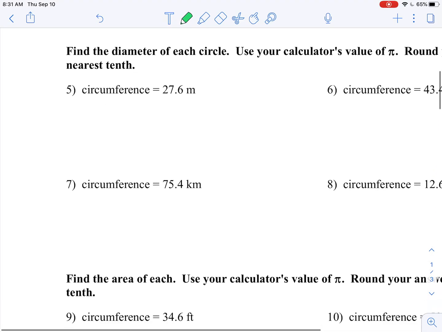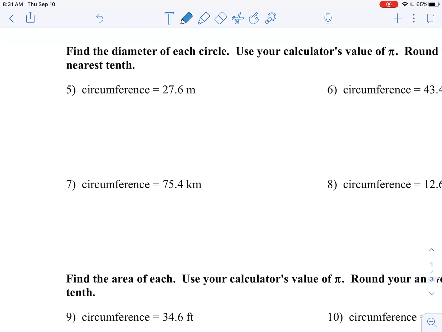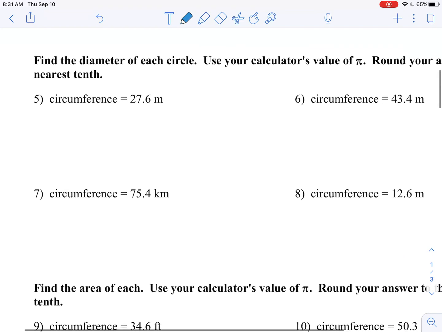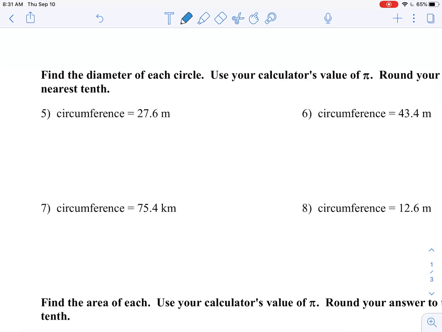Next, we'll do number 5. Find the diameter of each circle. Use your calculator's value of pi, round your answer to the nearest tenth. So we can either use circumference as 2 times pi times r or simply pi times diameter, which is easier because we don't have to find the value of the radius and then double it to get the diameter.